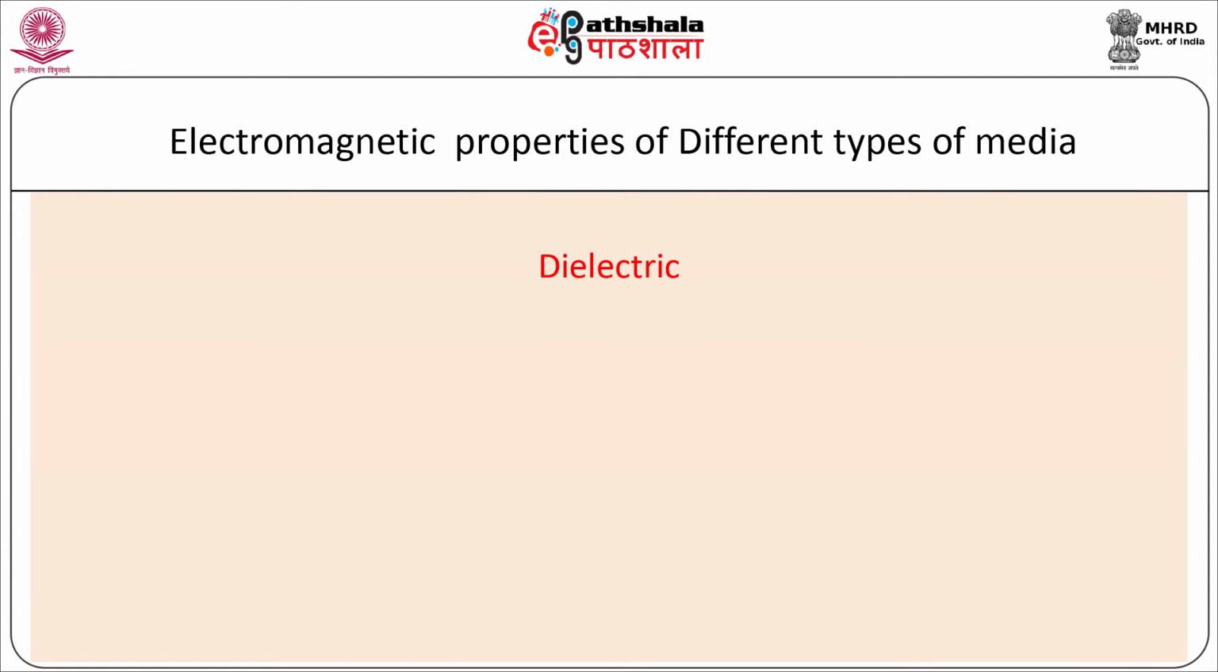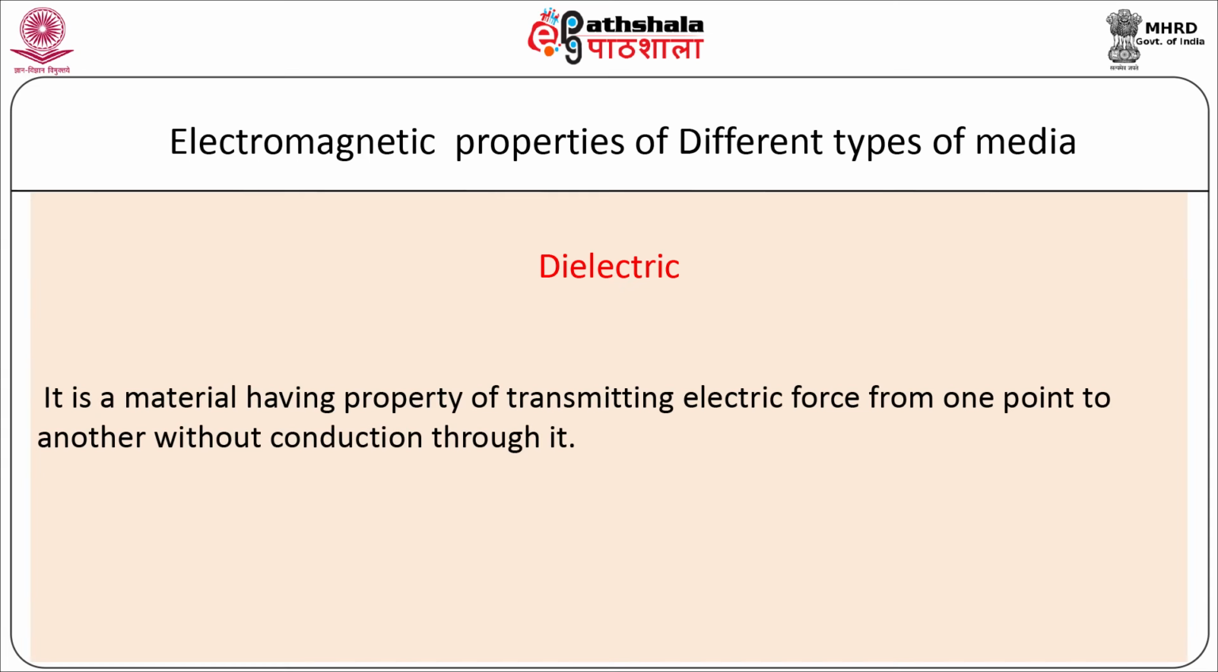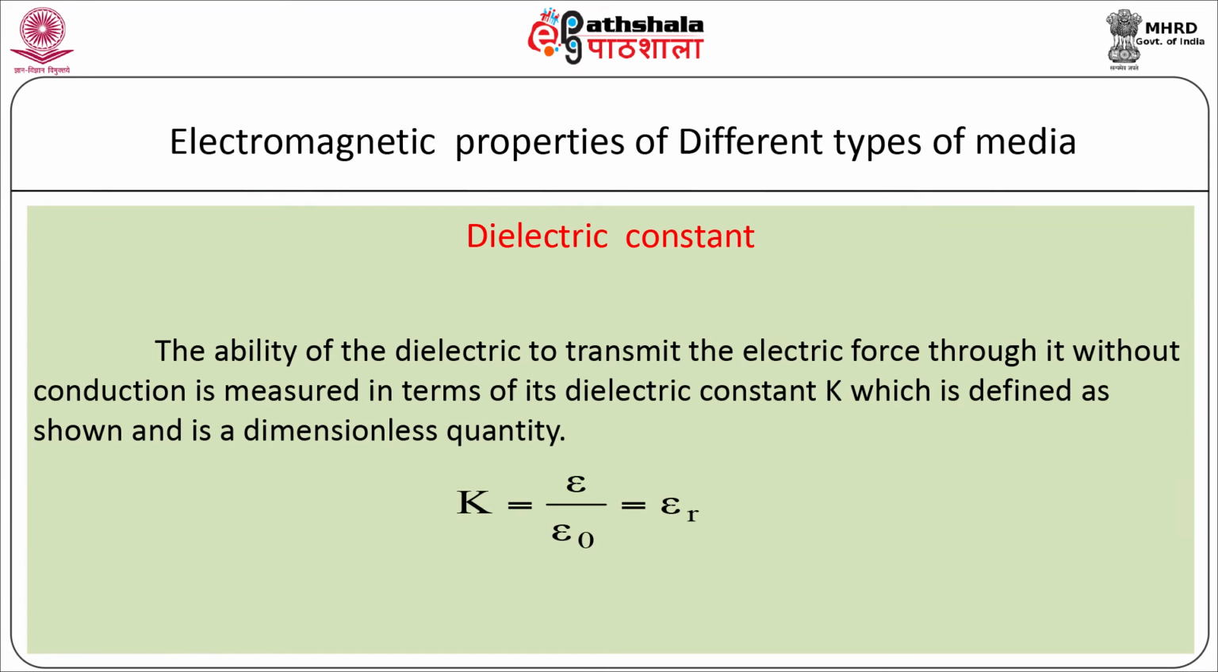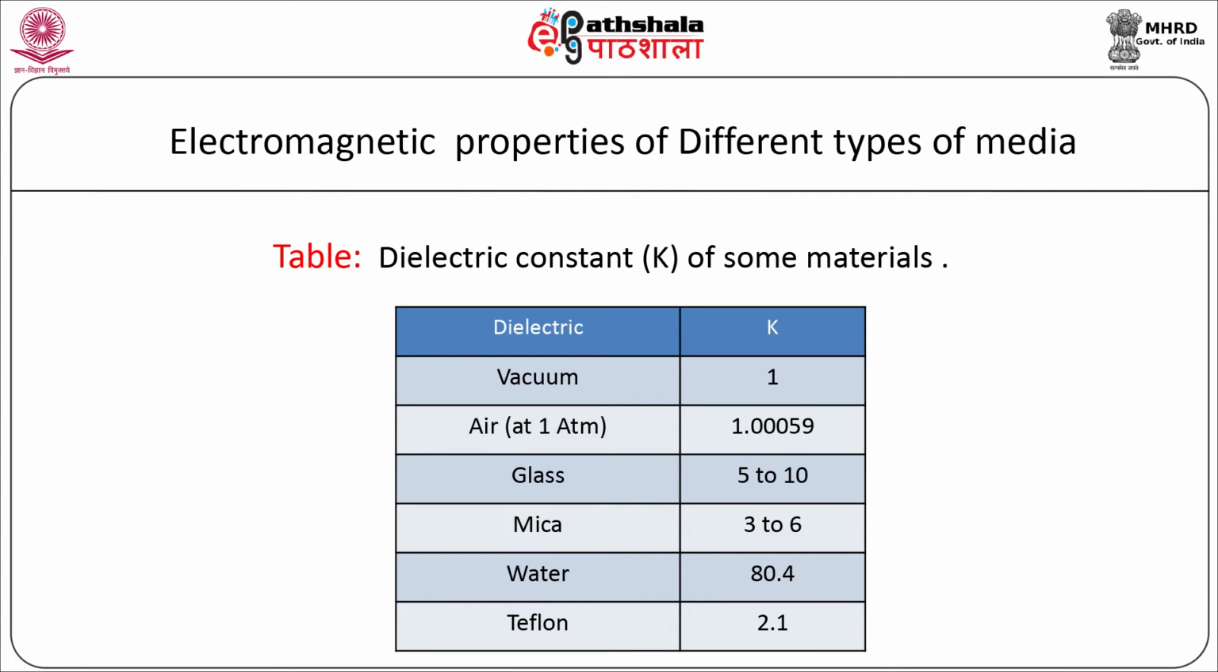Dielectric material. It is a material having the property of transmitting electric force from one point to another without conduction through it. Glass, wood, paper, air, mica are some of the examples of dielectric materials. The ability of the dielectric to transmit the electric force through it without conduction is measured in terms of its dielectric constant K, which is defined as shown and is a dimensionless quantity. Dielectric constants of some materials are as shown in the table.